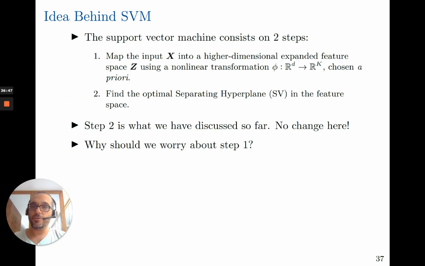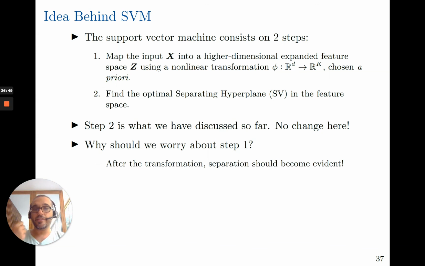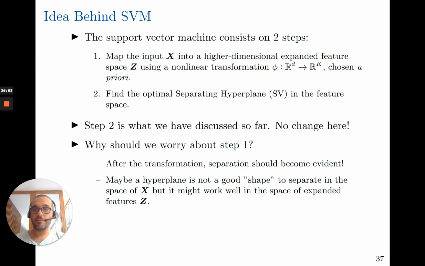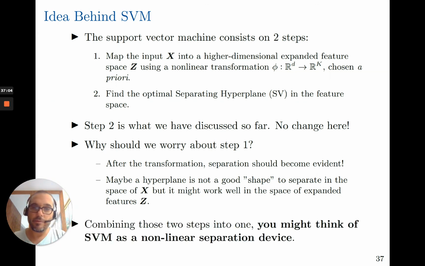So why should we worry about step 1? Because after the transformation, separation should be evident. Okay, so that's the key thing. In the expanded space, we have classes that are linearly separable.